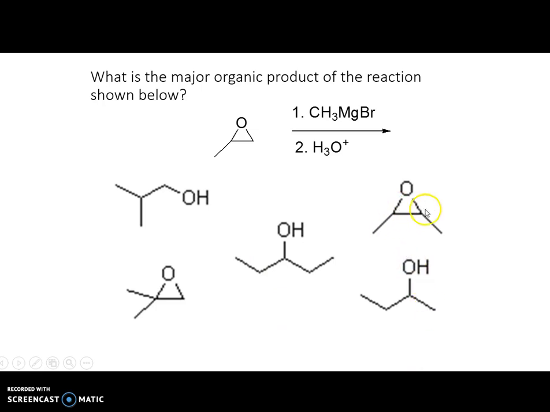Let's look at this one. That's just the methyl group coming in and the ring not opening, so that won't happen. And if I look at this one, I can see here is the methyl group that came in, and then the ring opened to get the hydroxyl, and this is the carbon that was right there. So this is the correct product.